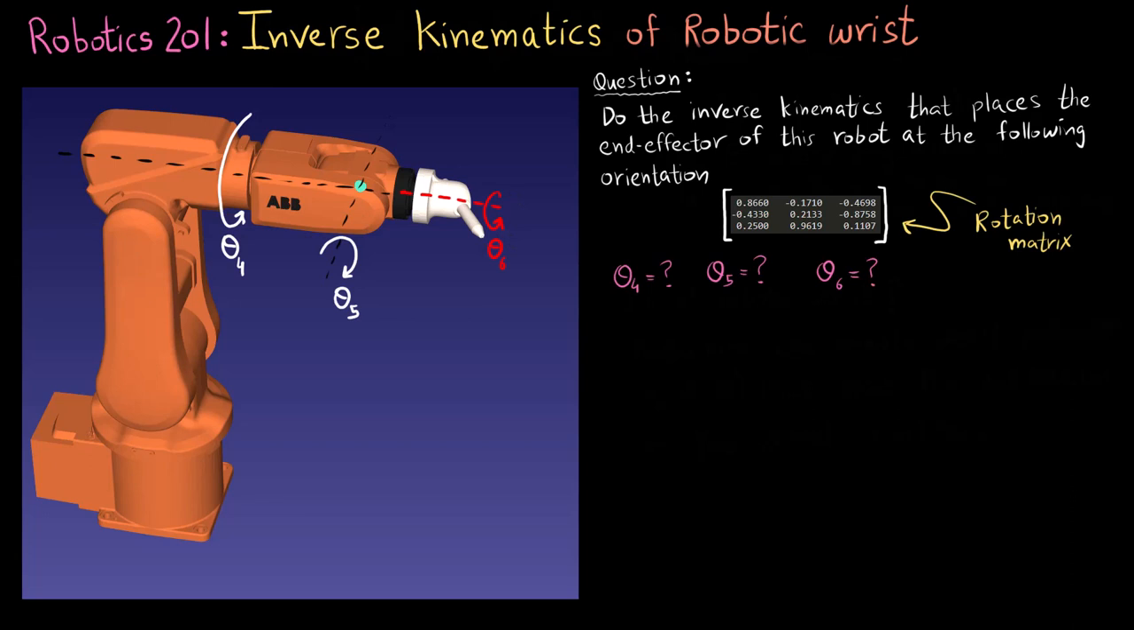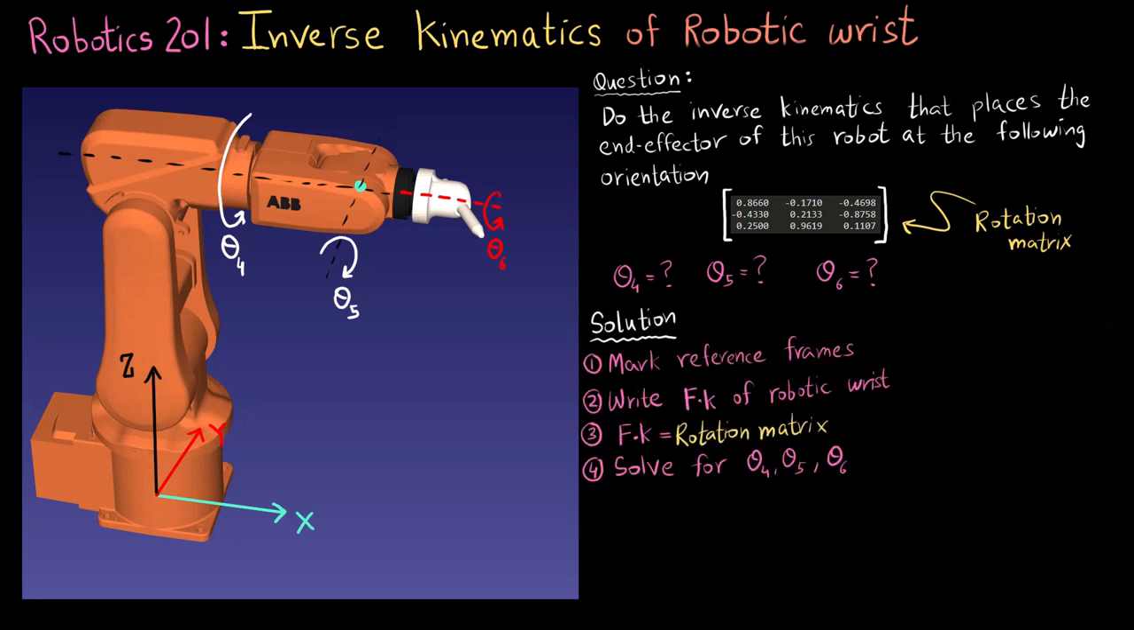So, first and foremost, what I have been given is a rotation matrix, and I need to find out theta 4, theta 5, and theta 6. Now, what I do is I first mark out the reference frame, my x-axis, my y-axis, and my z-axis, where my y-axis is going into the plane.